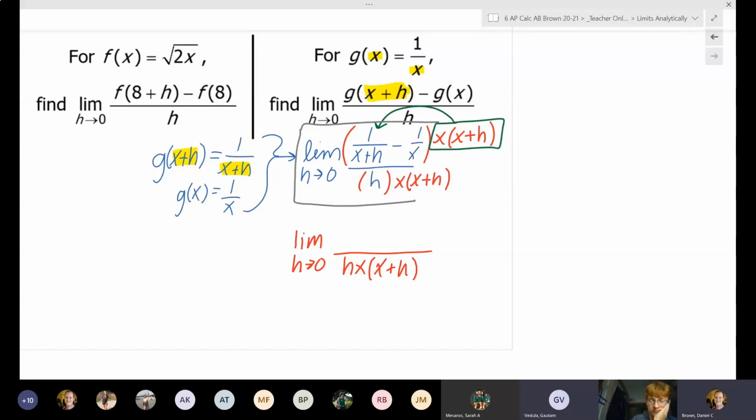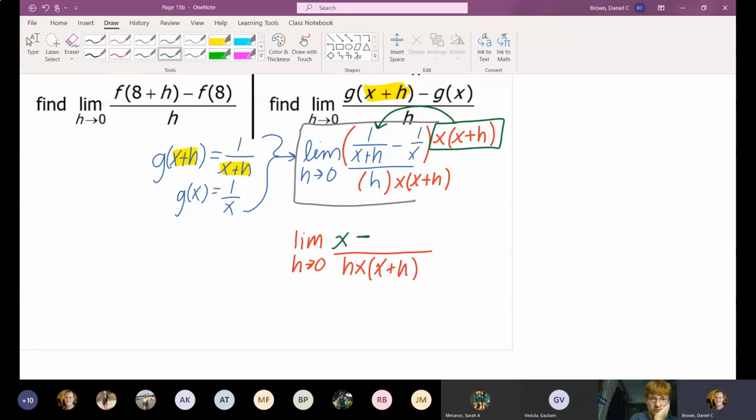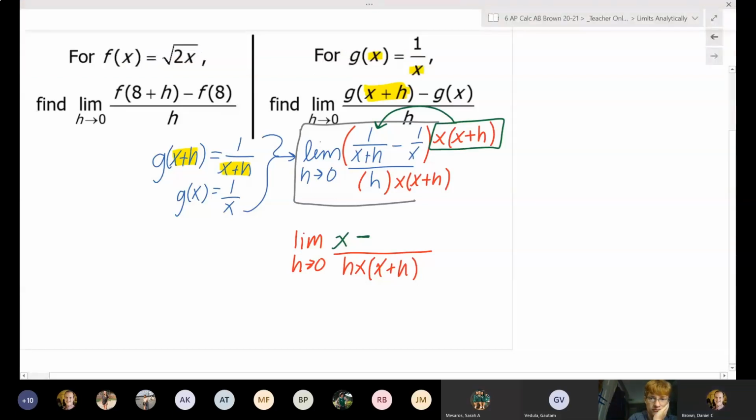X. Just the x, correct. And then I have minus, and I want to do the same thing. I have that common denominator, and that's now going to distribute to 1 over x. Well, when I distribute that common denominator to the 1 over x, what's left over this time? The x plus h. Notice I did put that in parentheses because I am subtracting it.